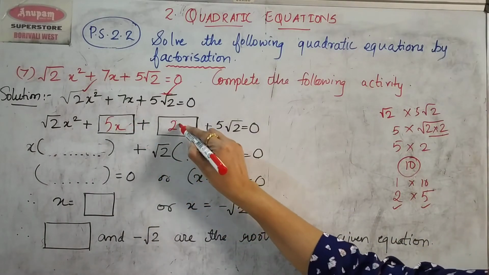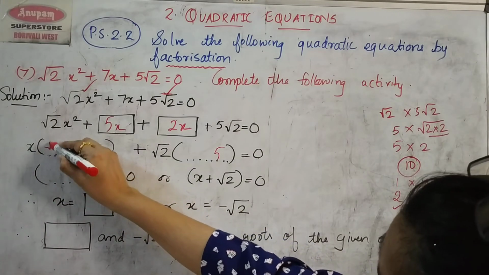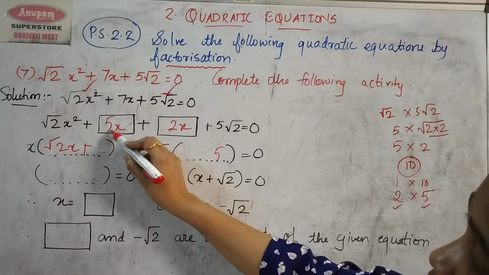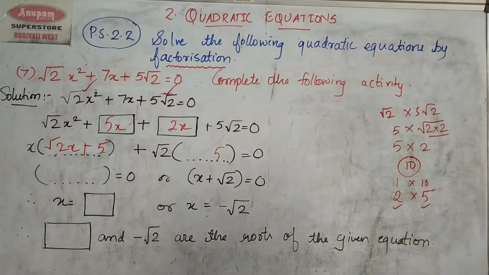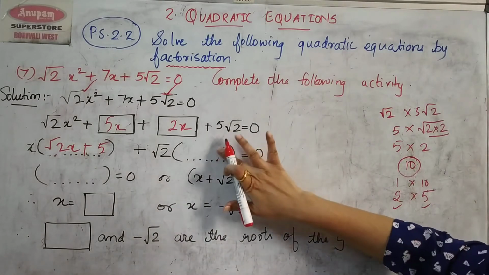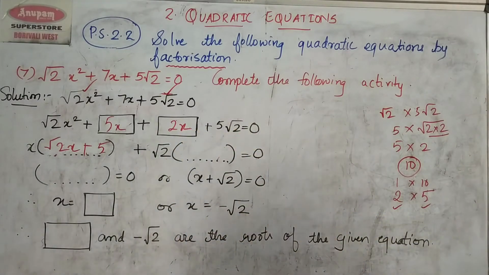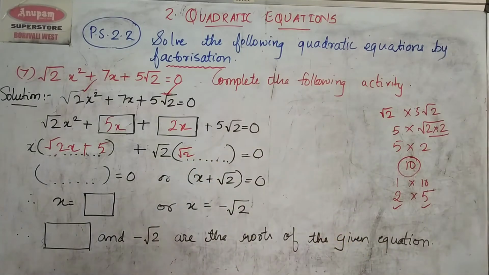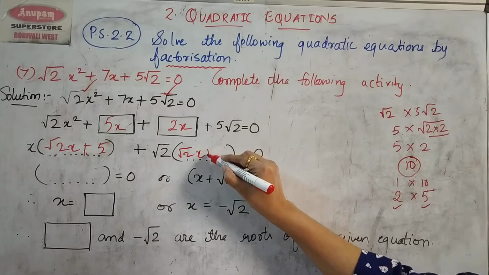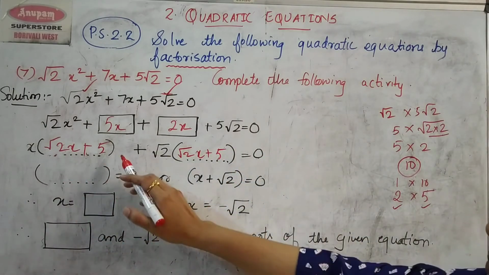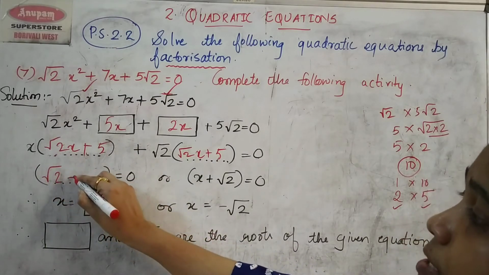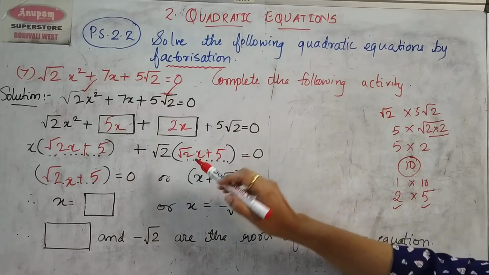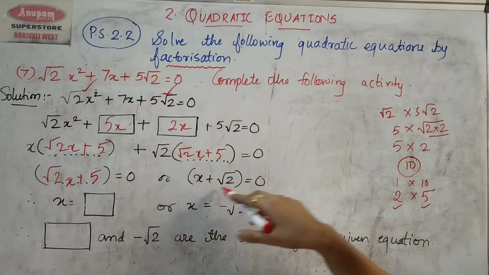So let me check now 5x and 2x. If x is common, inside the bracket you have root 2, and out of 2x, 1x is outside. So root 2x plus, out of 5x, this x is outside, so inside we have 5. So root 2x plus 5 root 2. Now children, if you don't know how to solve this, root 2 into what will give you 2? Root 2 into root 2 will give you 2. Even if you don't understand, straight away write down root 2x plus 5. So my one bracket is root 2x plus 5, and the other bracket will be x plus root 2, which is already written here.